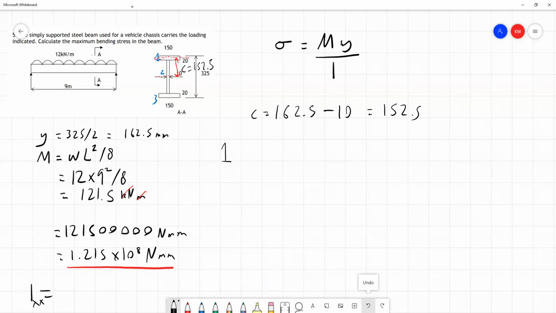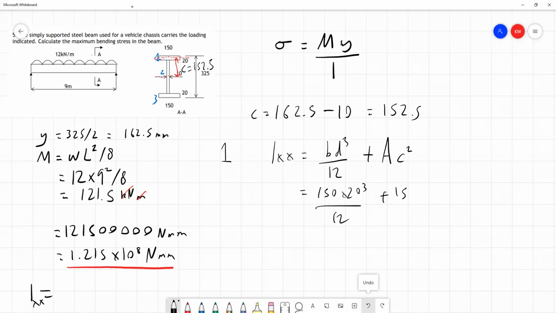For rectangle 1 here, we've got IXX is equal to BD cubed over 12, which is what we'd expect for a rectangle. But we add on this bit here, AC squared. A is the area of the flange, and C squared is this value, 152.5. So let's put in our numbers to see what we get. The breadth is 150, the height is 20. Our area is 150 times 20, because that's the breadth and depth of the rectangular flange, and we multiply by C squared.